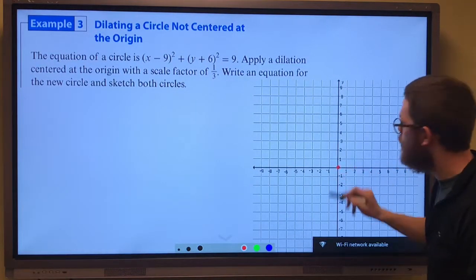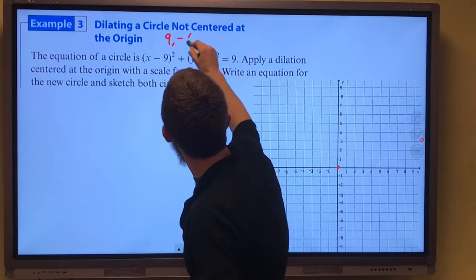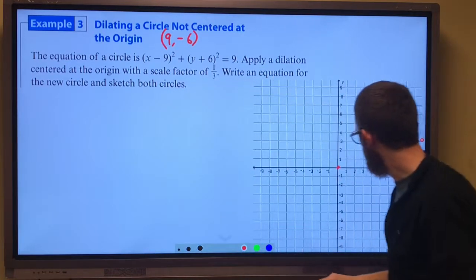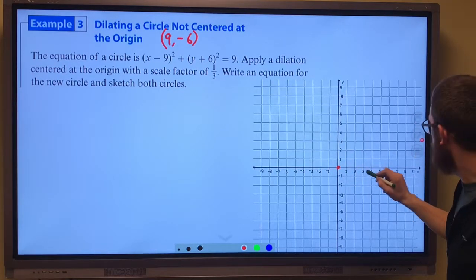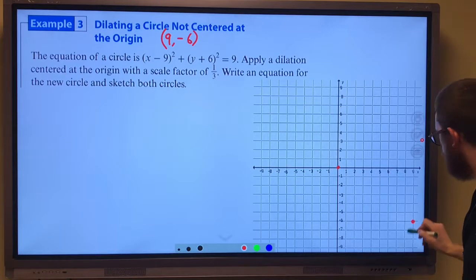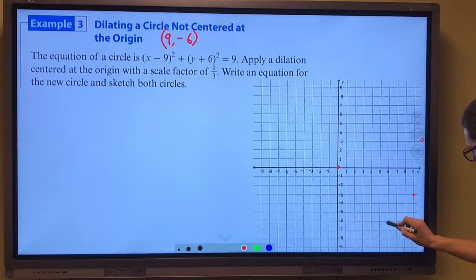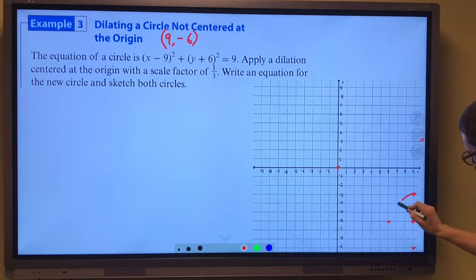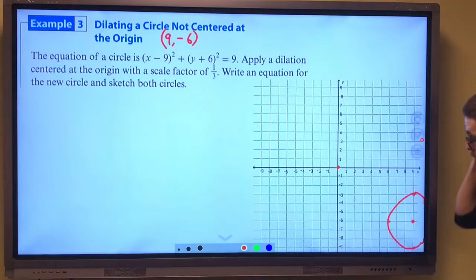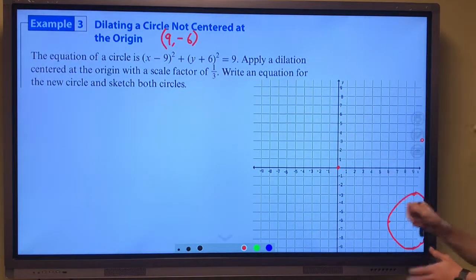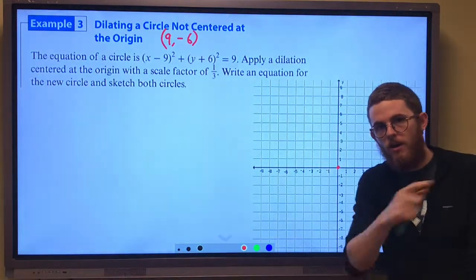The center of dilation is at the origin, but the equation of our circle shows that the center point is 9, -6. So there's the center of dilation. Let's look at our original circle, which is at 9, -6, which is over here. The radius is 3. So it looks something like this. We know that since the center of dilation is right here, it's going to get closer because the scale factor is 1/3. As it gets smaller, it's also going to get closer to that center of our dilation.